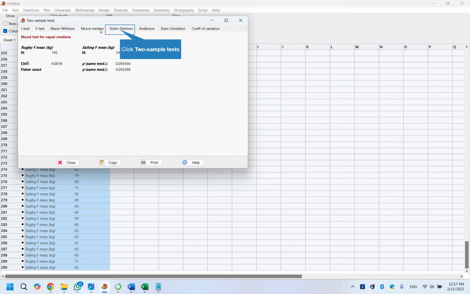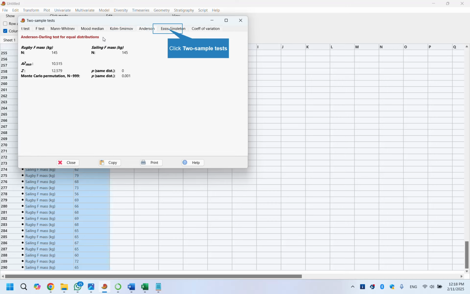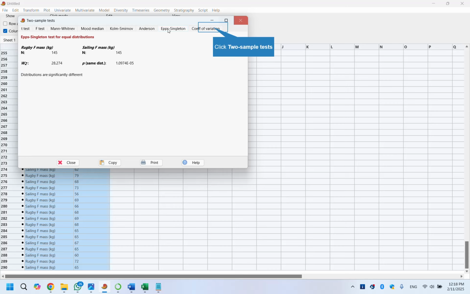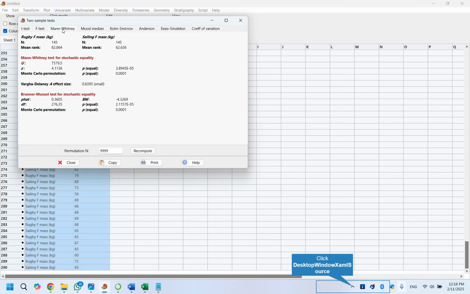And there are other tests, and it says equal distribution, again same distribution, many other tests. I actually don't know what the differences between those tests are. You will have to read about it.